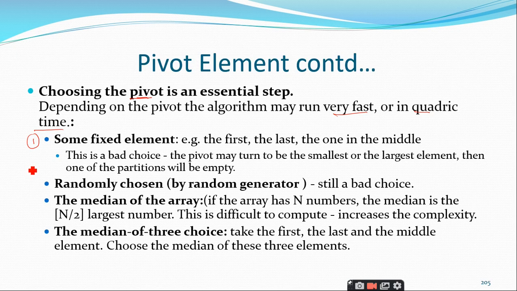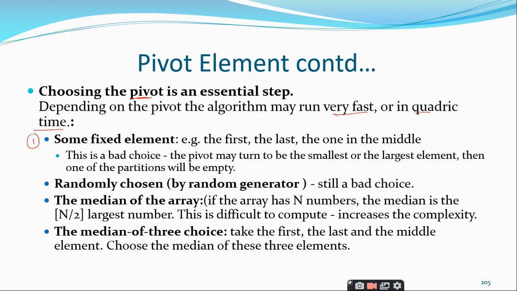some fixed element. That means you can take the first element as the pivot, or you can take the middle element of the unsorted list as the pivot, or you can take the last element as the pivot. Any of the fixed elements you can take, but this will be a very bad choice. When I say bad choice, it means the pivot is going to end up in one part of the array. Either it will move to the left end where we have only a right subarray, we do not have any elements towards the left hand side, or the pivot will move towards the right end where we have only left elements and no right elements.